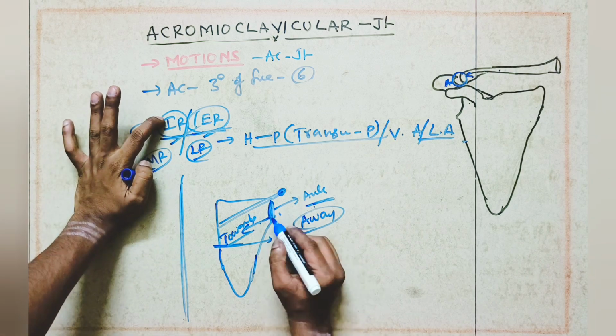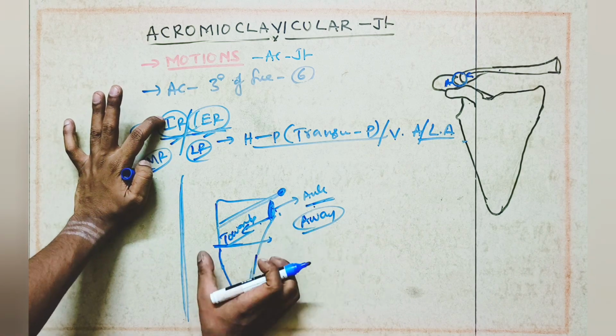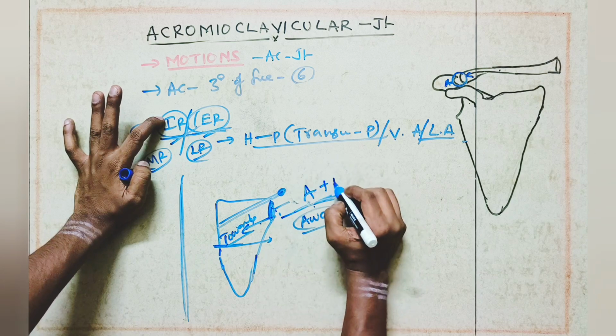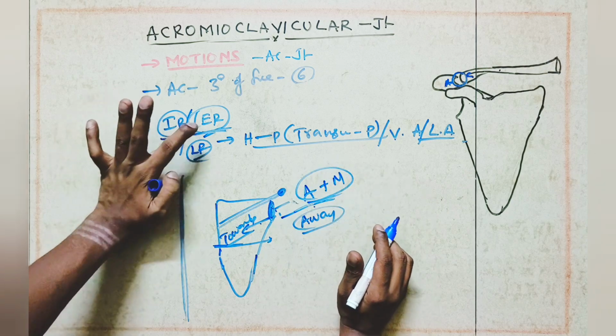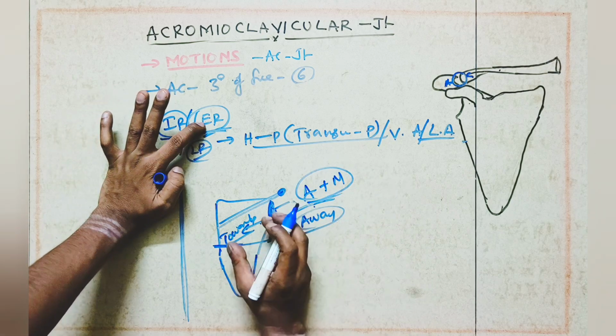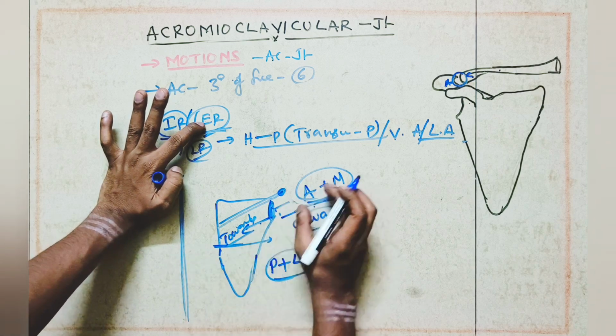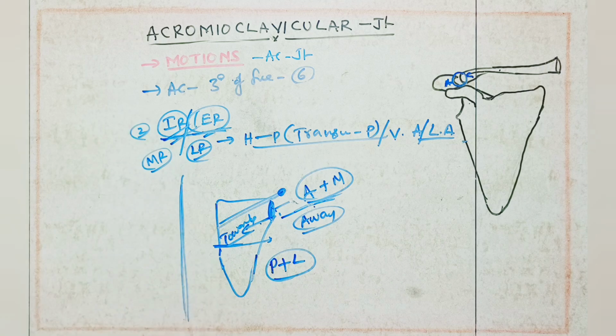When internal rotation is happening, the glenoid fossa present here moves anteriorly plus medially. When external rotation is happening, the glenoid fossa moves posteriorly plus laterally, and anteriorly plus medially in internal rotation. This is about the rotations of the acromioclavicular joint.